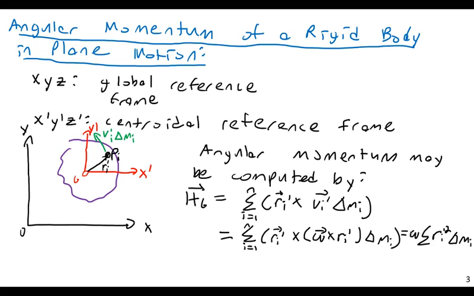Then, however, this should look familiar. Does anyone recall what the summation of ri squared delta m is? The summation of radius squareds times masses. Anyone remember what that is? That would be the moment of inertia, right? Moment of inertia. And so this simply collapses to I omega. Actually, that would just be a scalar I. Okay.